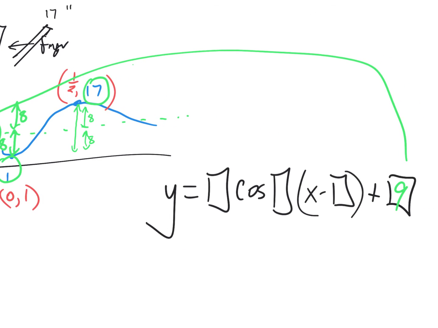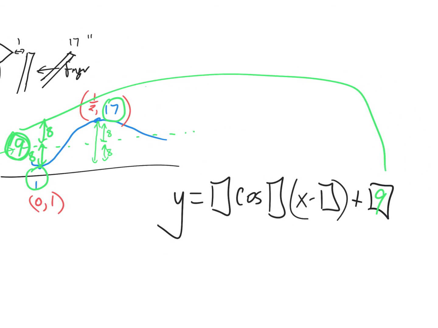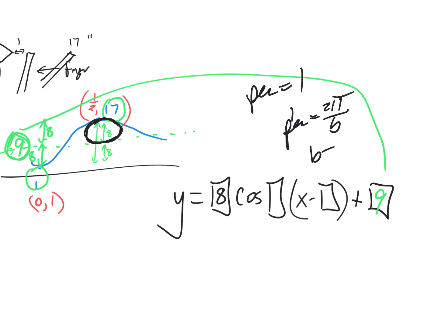Okay, so if the midline's at 9, that goes at the end. And then I hope I drew the picture. It's like the definition of amplitude. It's from the midline up, which is 8. So that 8 goes there. And then, what's the period? Well, I made it really simple. 1. If the period's 1, period equals 2 pi over b. 1 equals 2 pi over b. b equals 2 pi. So I got to put 2 pi right there.